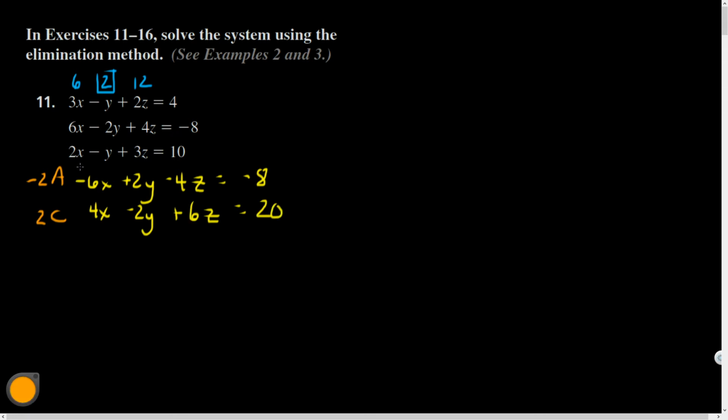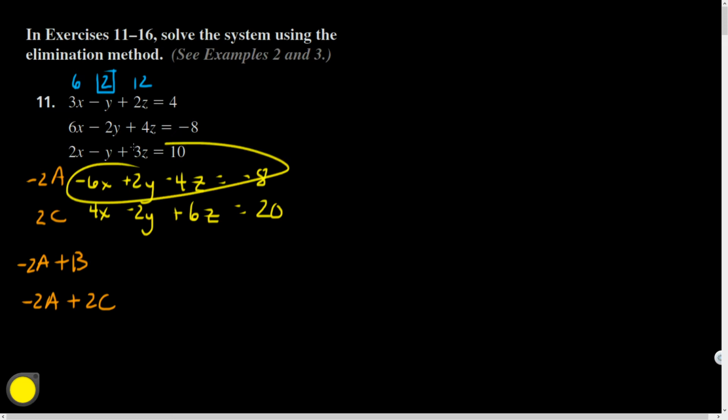Nice. And now I'm going to use the elimination method, right? Where I add some of these together and eliminate some of the variables. So let's try. We'll do negative 2a plus b. And then we'll do negative 2a plus 2c. Boom. And so negative 2a plus b, I'm going to have double elimination here. That's unusual. 6x and negative 6x both cancel out. Negative 2y and 2y both cancel out. 4z and negative 4z, triple elimination, both cancel out.